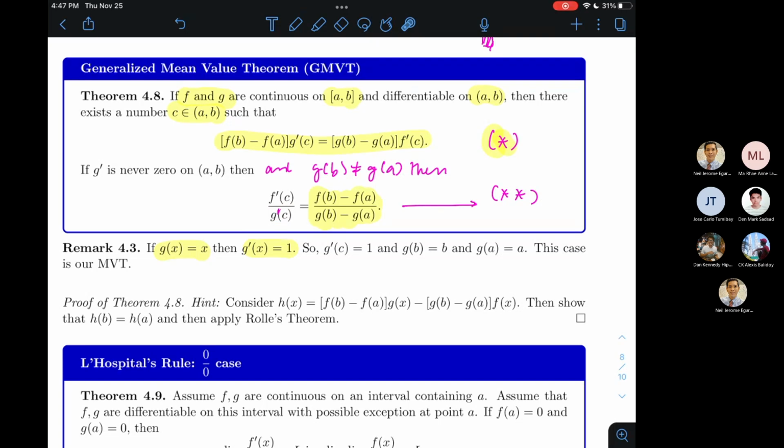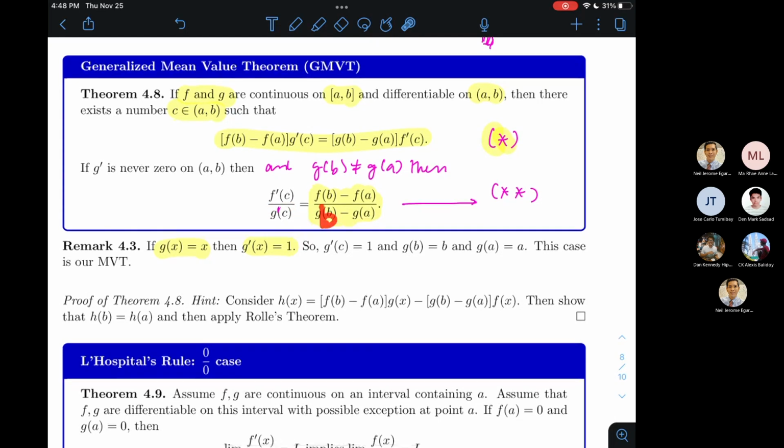Tapos, paano ko mapapalabas si basic MVT mula dito sa GMVT? Well, take g of x equals x, the identity function. So g prime will be 1. Mawawala lang siya. F prime yung magiging left-hand side. And so, if this is the identity function, then g of b is equal to b, and g of a is equal to a. So this guy will be b minus a. So we get back the mean value theorem.